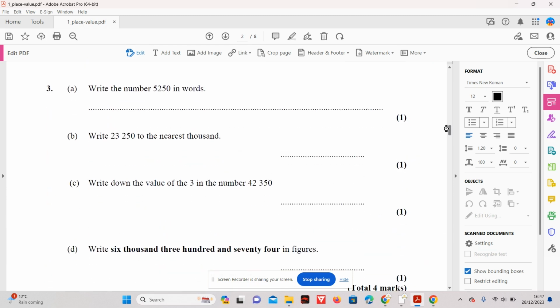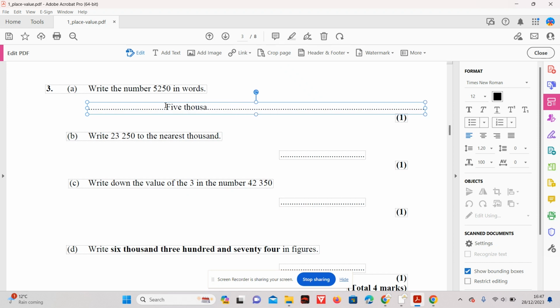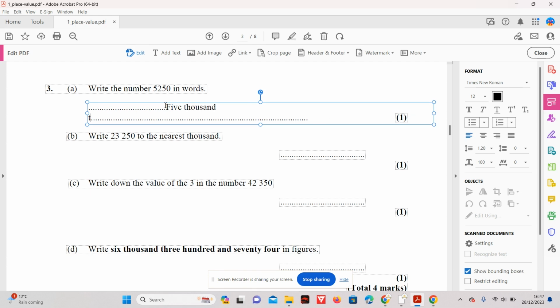The next question is asking us, write the number 5,250 in words. Again, we've got 5,000, and this time we've got 200, so we need to put 200. In the exam, you have to spell these correctly, otherwise you'll get no marks. 200, and then we have to put and 50. I think my spellings are correct. If they're not correct in the exam, you'll have a little bit of a problem.